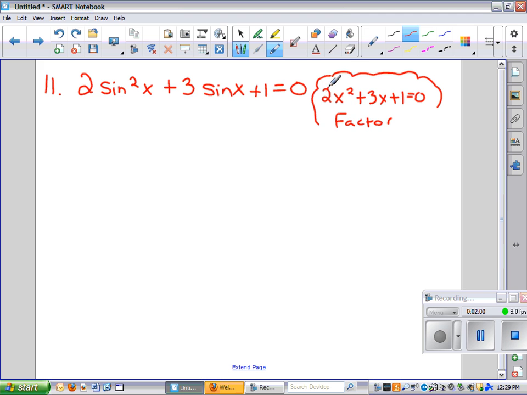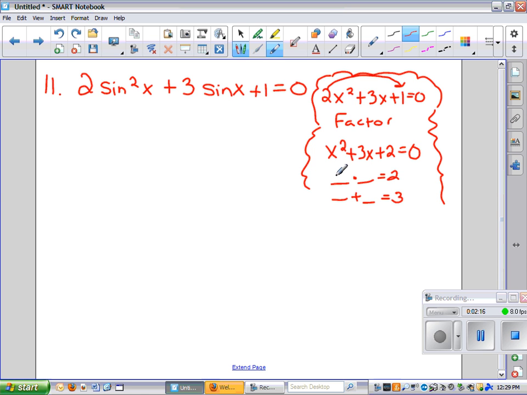To factor, we take 2 times 1. That gives us x squared plus 3x plus 2. Now we're going to look for two things that multiply to 2 and add to 3. So I'll have 2 times 1 equals 2, and 2 plus 1 equals 3. So x plus 2 times x plus 1. Now remember, we multiplied that 2 at the beginning, so we need to divide it back out. So my final is x plus 1 times, and we pull this up because it doesn't simplify, 2x plus 1.